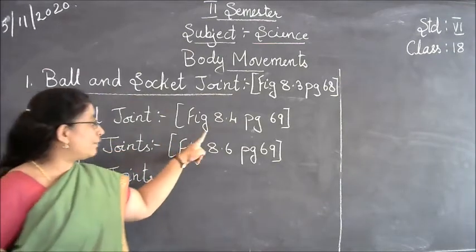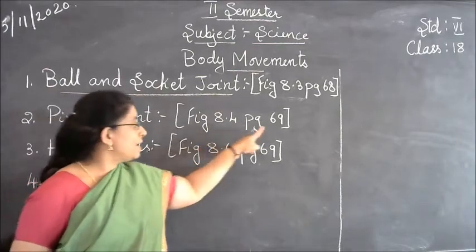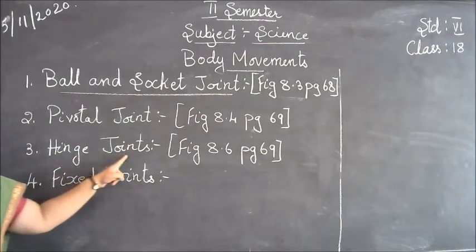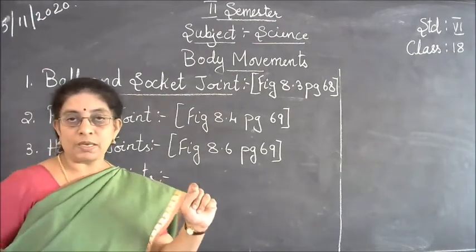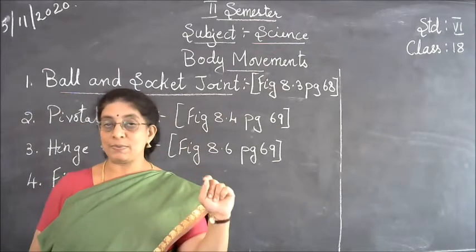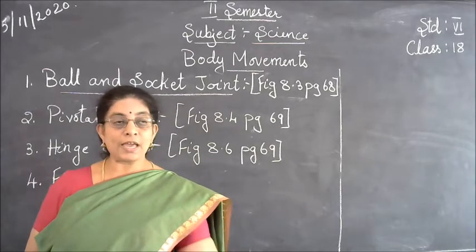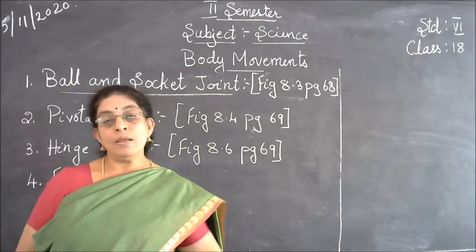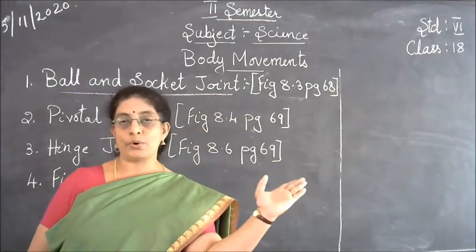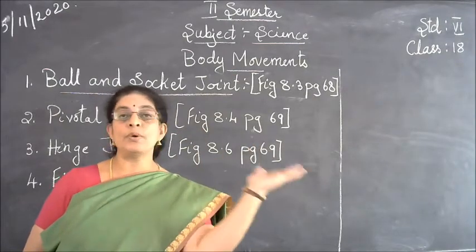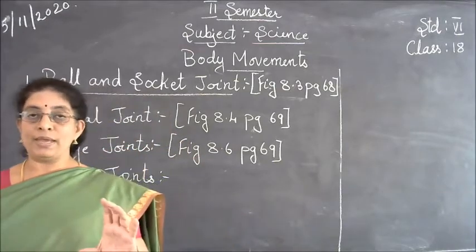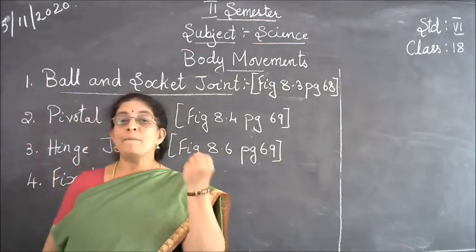So for that you refer to figure 8.4, page number 69. Okay, and then next is the hinge joints. Hinge joints means where only certain parts of your body, especially your hand, can move forward and move backward. Like if you close and open a door, it has only the forward and backward movement. That type of movement where it cannot be bent in between.